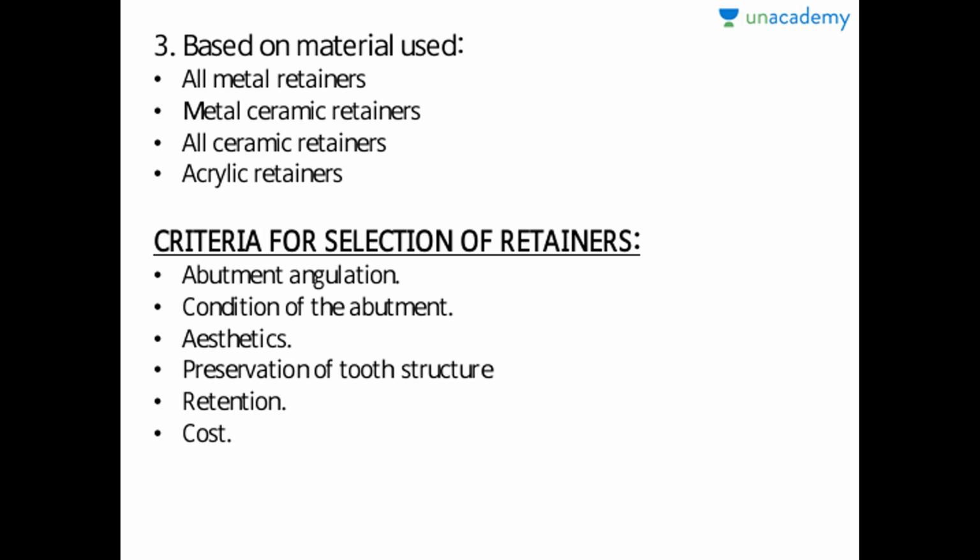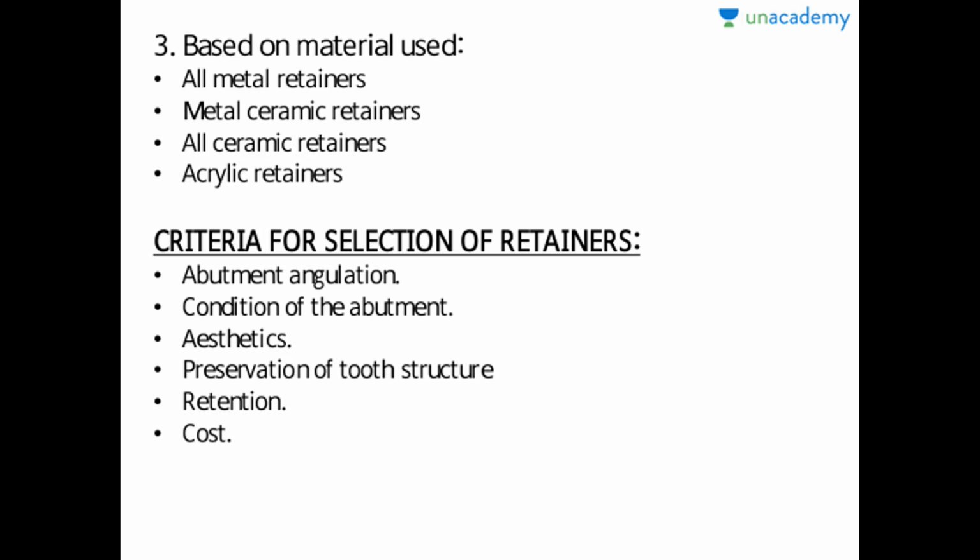Now, what are the criteria for selection of retainers? If the abutments are placed parallel, then full coverage retainers can be used. If they are non-parallel, then one of the abutments can be full coverage and the other one can be partial coverage, or both of them can be partial coverage. That is usually decided by taking into consideration the position and the condition of the abutment teeth.